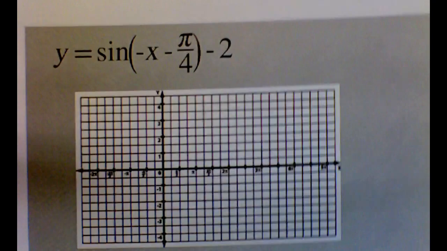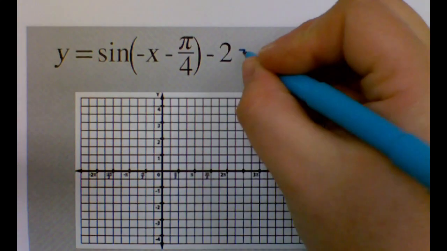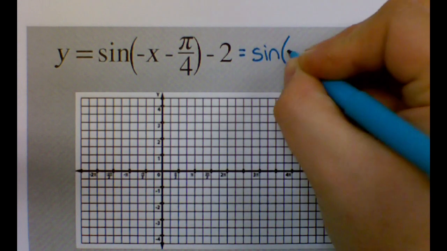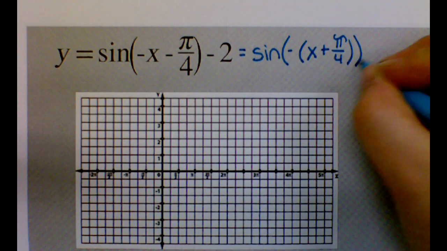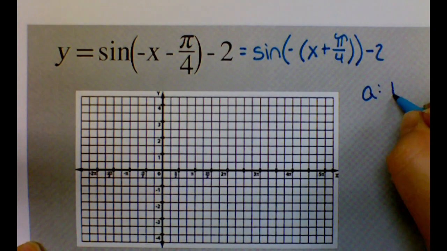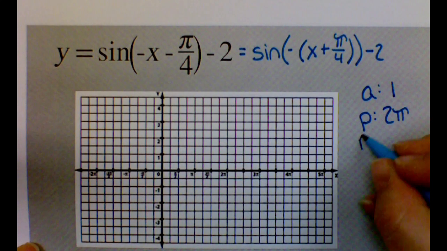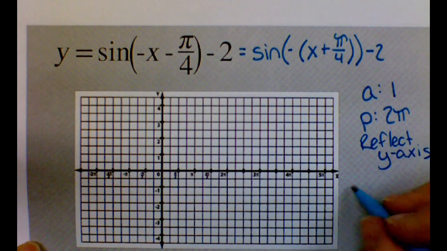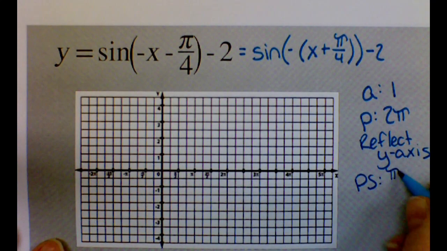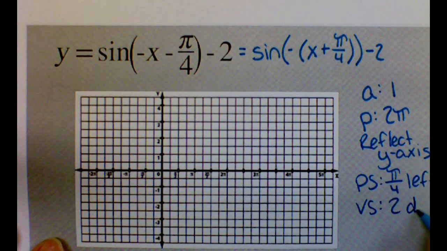All right, sine of negative x minus pi over 4 minus 2. This one, our b value may only be -1, but it's still not factored out. So we need to factor out that negative. Makes it x plus pi over 4 minus 2. So our amplitude is 1. Our period is 2 pi over 1, which is 2 pi. But there's a reflection over the y-axis. Our phase shift is pi over 4 to the left. And our vertical shift is 2 down.